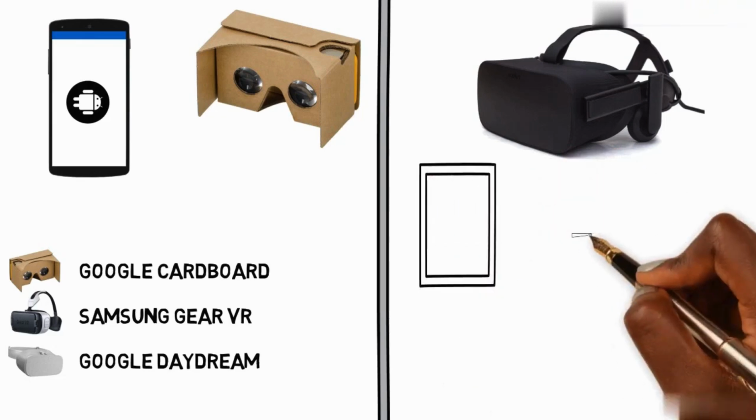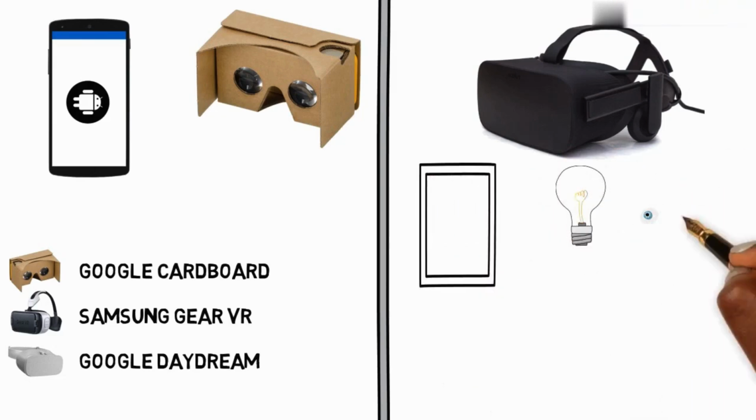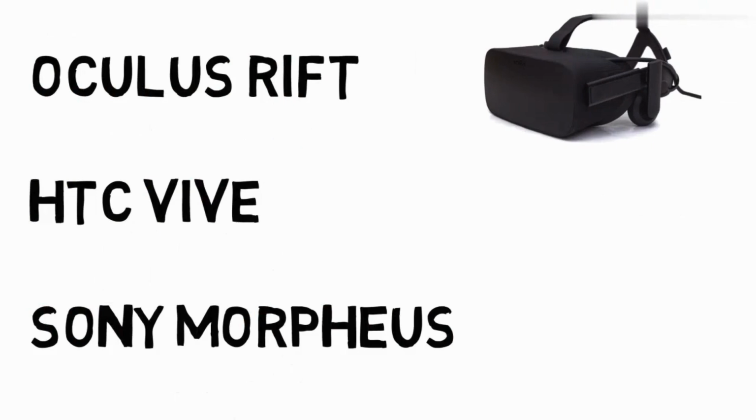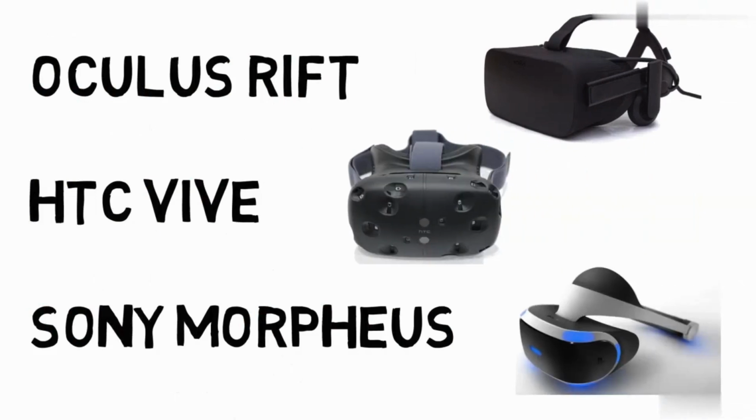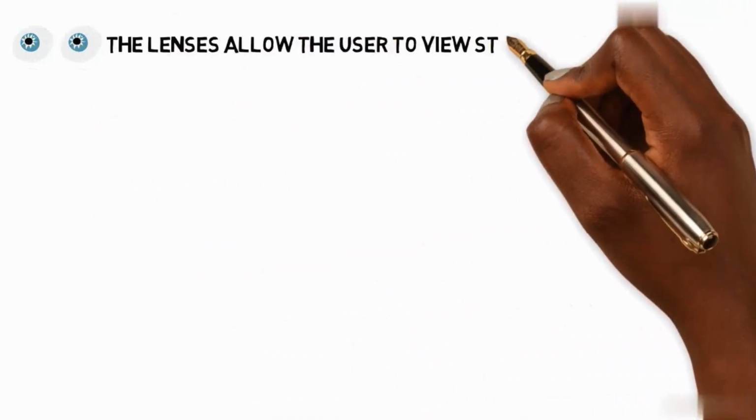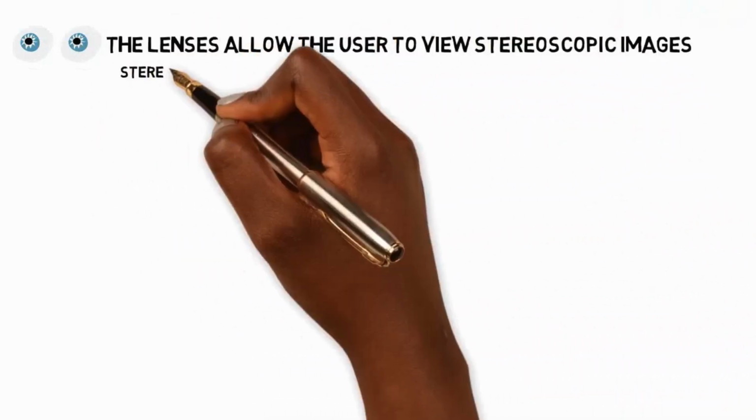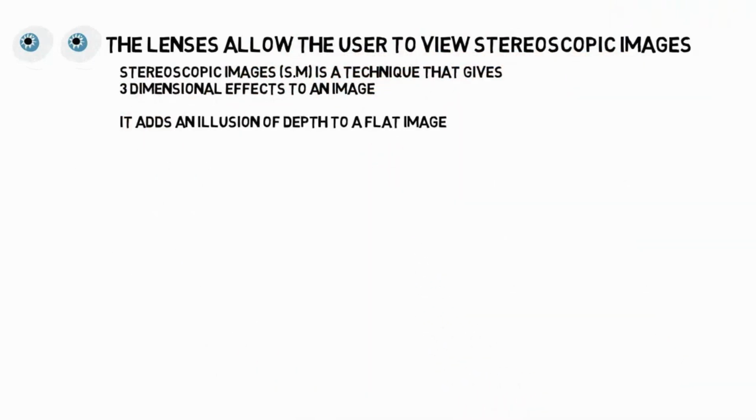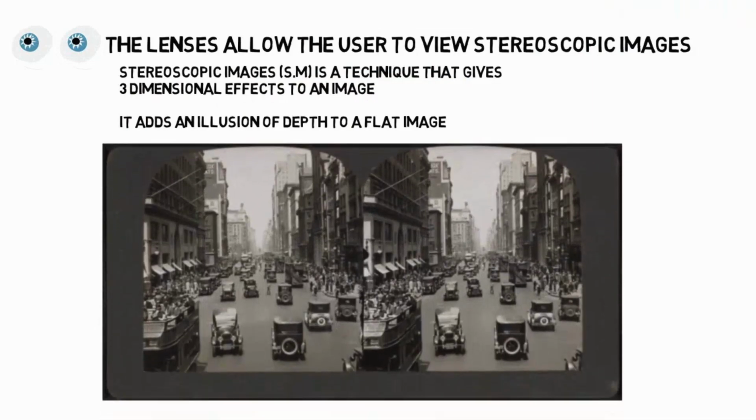These VR headsets consist of a screen, some sensors and lenses which help in tracking the user's head position. The examples of these headsets include the Oculus Rift, HTC Vive, the Sony PlayStation VR, also called the Sony Morpheus. Both these VR headsets consist of a pair of lenses which allow the user to view the stereoscopic images. Stereoscopic imagery is a technique that gives a three-dimensional effect or 3D effect to an image. That is, it basically adds an illusion of depth to a flat image.